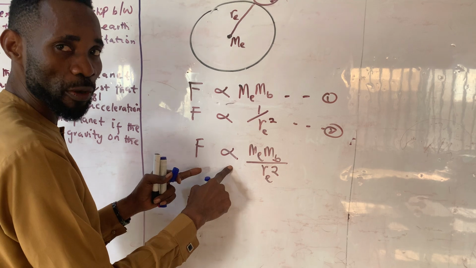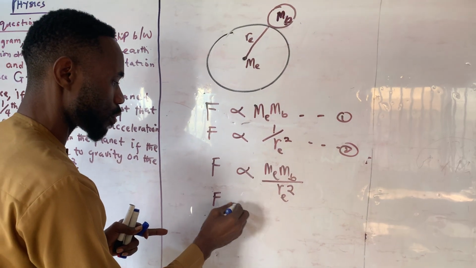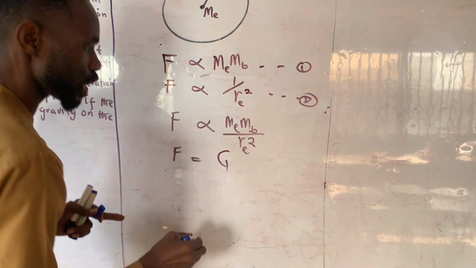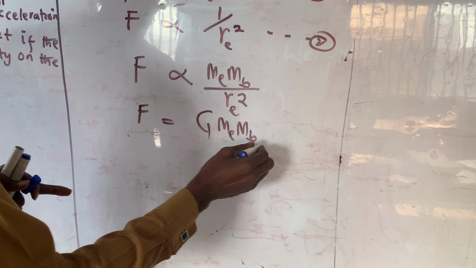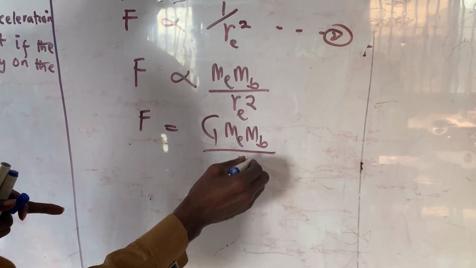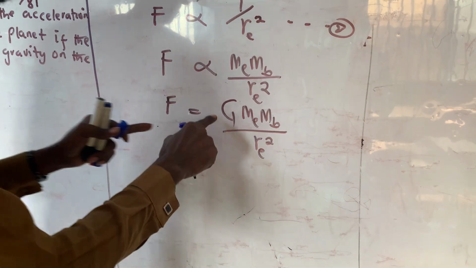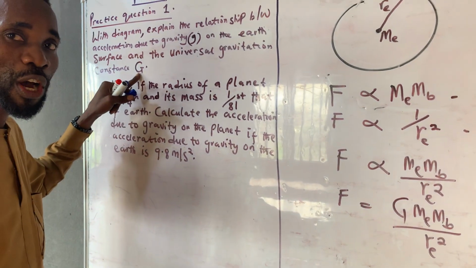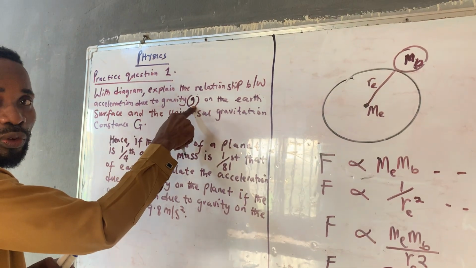Now, if we remove the sign of proportionality, we introduce a constant. So our F now will be equal to G, the constant, times the mass of the Earth, times the mass of the body, all over the radius of the Earth squared, where G is the universal gravitational constant. Now we want to see the relationship between this G and the acceleration due to gravity.